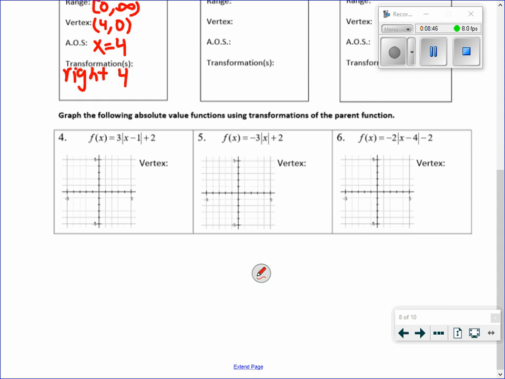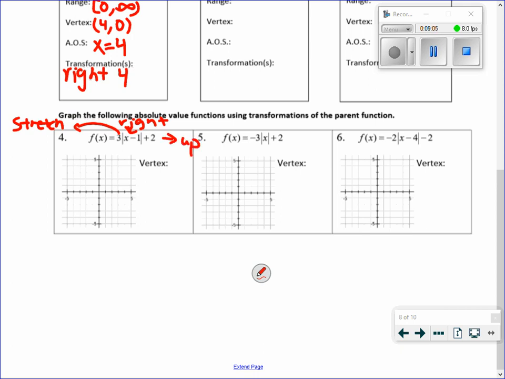So what transformations do we have? What does this 3 out front do? Stretch, good. What does this minus 1 inside do? Good, so I know I'm going right 1. And what does this plus do?